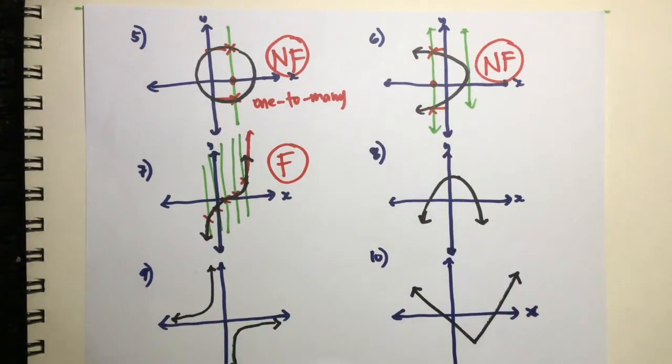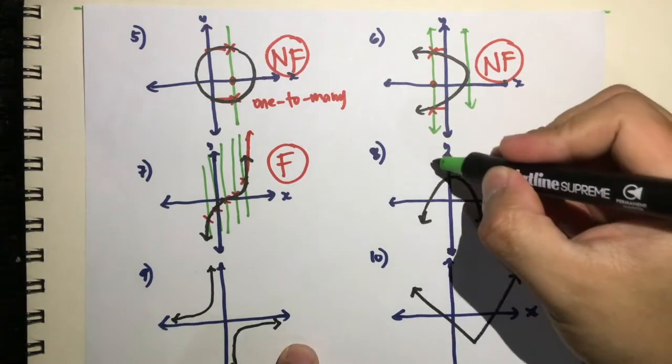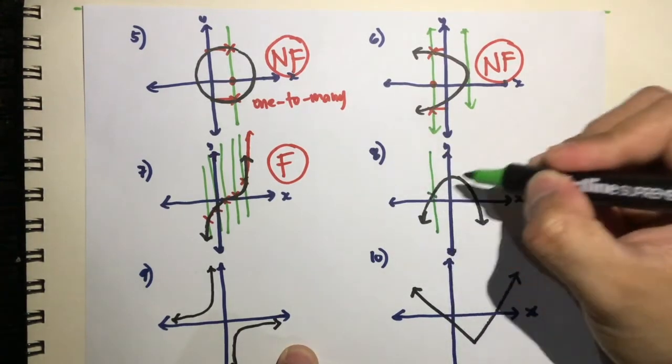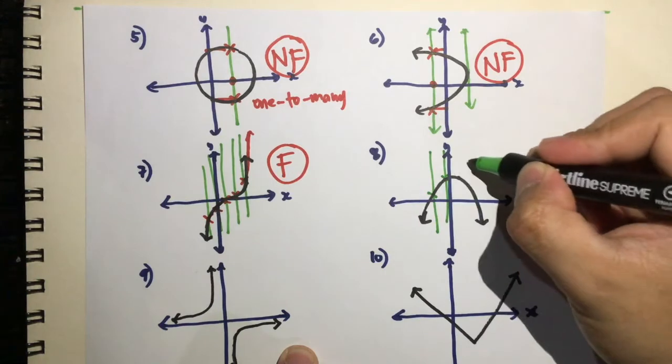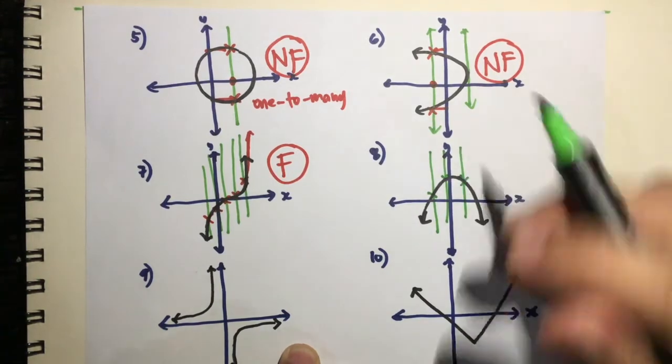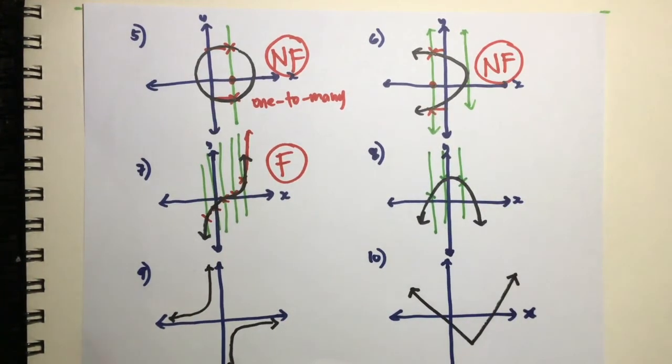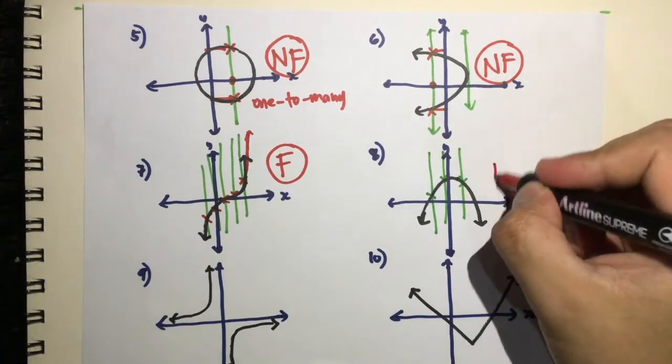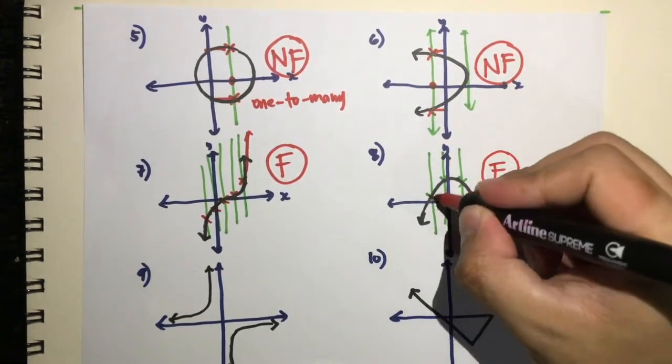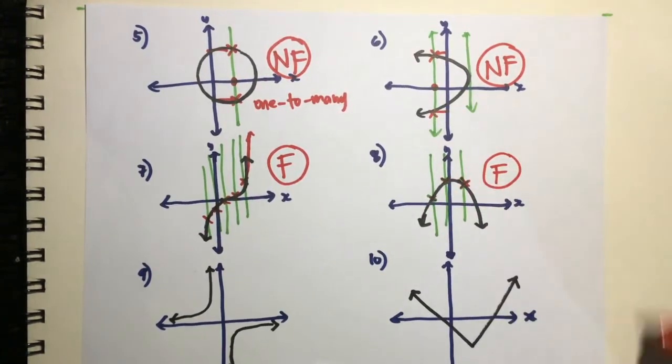Now let's have number 8. In number 8, if you draw a vertical line here, you will only hit 1 point here, vertical here, 1 point, vertical here, 1 point. So which means that it is still a function since we have hit the graph once. So the vertical line test is successful.